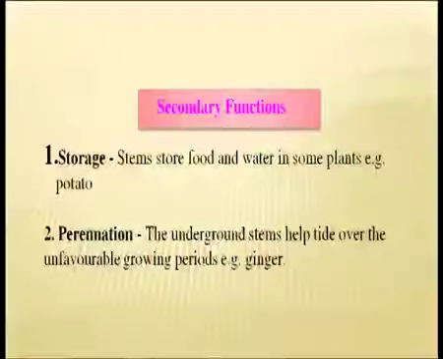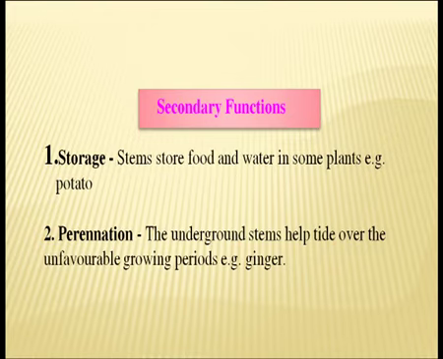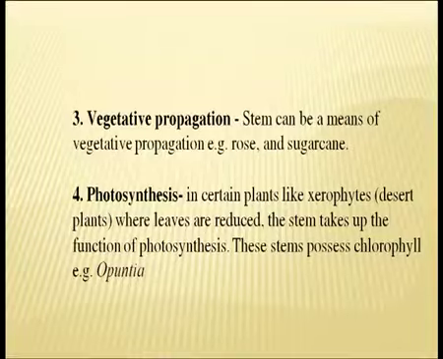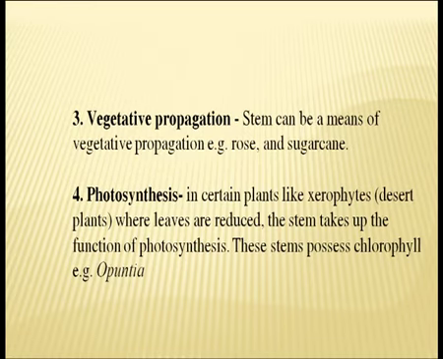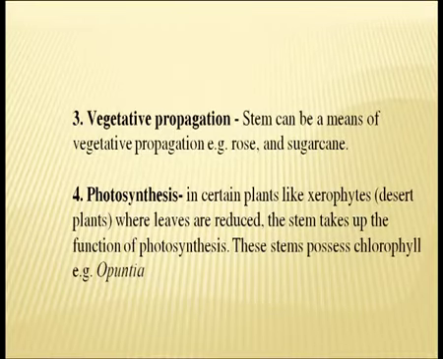It bears flowers and fruits as well, and storage is a secondary function. Perennation means tiding over the unfavorable growing period, for example ginger and many other plants. Vegetative propagation means the stem itself can give a new plant. For example, in the case of rose, if you remember, we cut a stem cutting of rose and plant it in the soil, and so it is with sugarcane. We take small internodes of sugarcane, put them in the soil, and the buds present on the node can become the future plant.